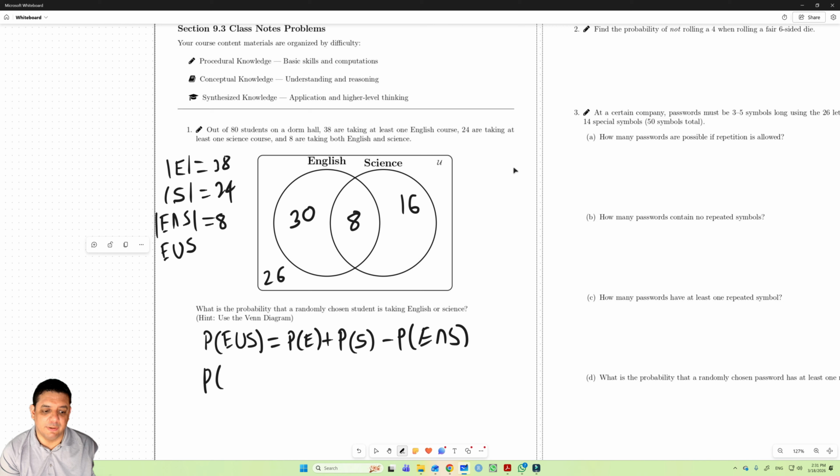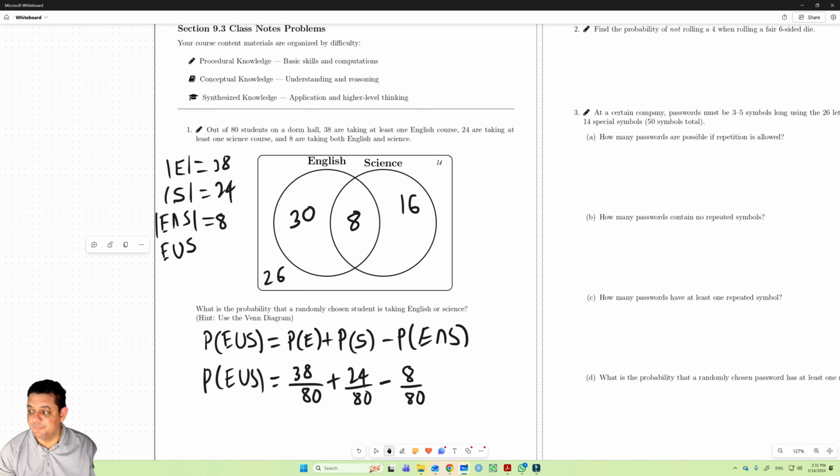The probability of E union S is going to be the probability of E, which is the number of elements in E over the total. The total of elements in E is 38 out of 80, plus 24 out of 80 for those that are taking science. The probability of a student taking science is 24 out of 80, but we remove the intersection, which is the people taking both, so it's 8 out of 80.